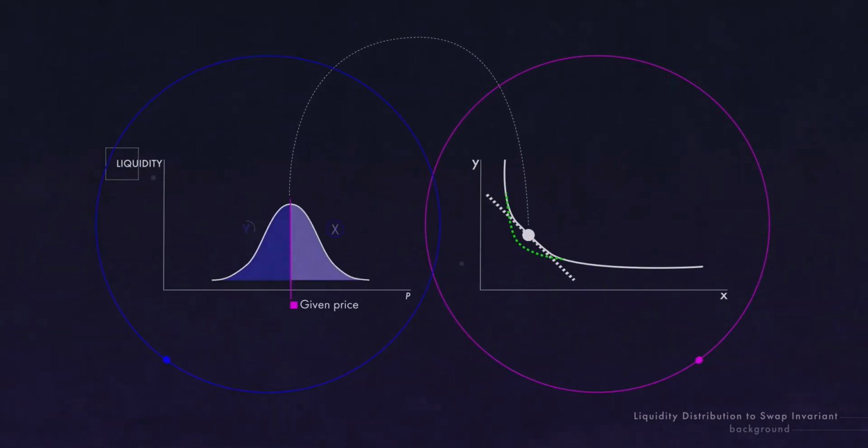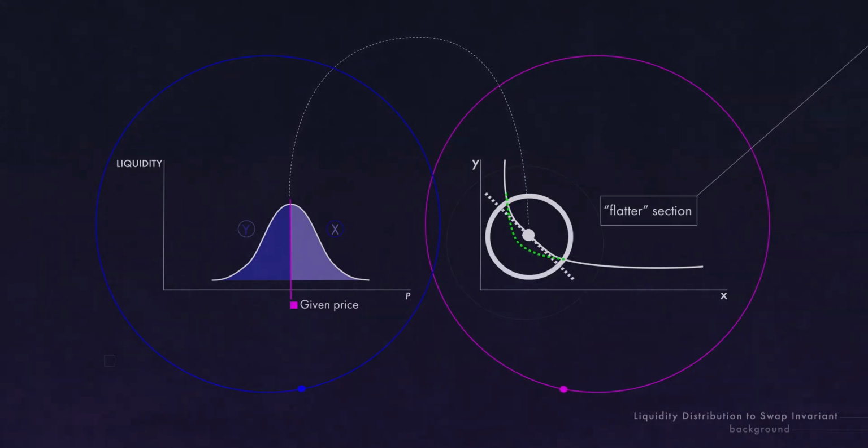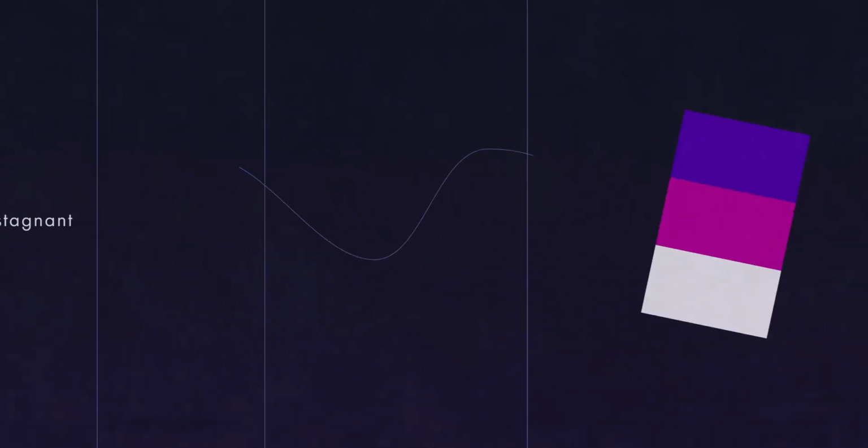By overlaying the XY equals K curve, it is more obvious that the swap invariant has a flatter section around the liquidity concentration. This is good for traders, but much more work for LPs, as they need to constantly reallocate their liquidity to stay in line with the market price. If they don't, their capital will be stagnant and they will not collect any fees.